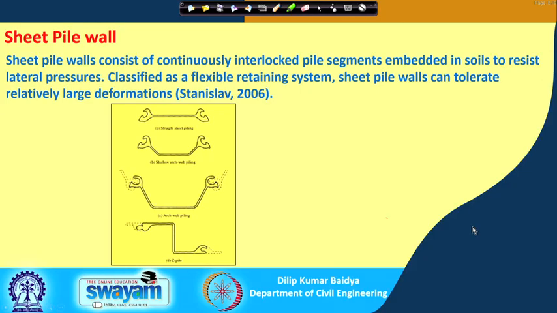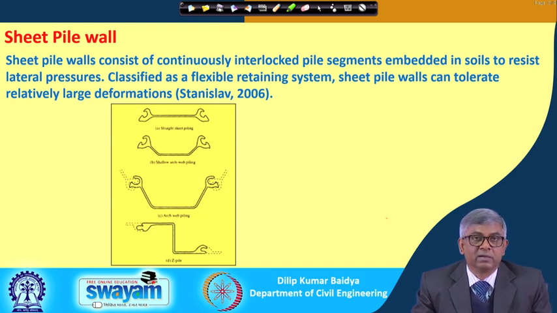I have just introduced them, but I have mentioned another type of wall, that was a sheet pile wall, which has a particular application. And sheet pile wall also can be of different types. So, let me start with that. Sheet pile walls consist of continuously interlocked pile segments embedded in soils to resist lateral pressure, and it is classified as a flexible retaining wall, because it can undergo a large amount of lateral deformation.